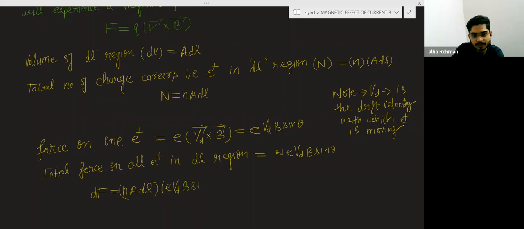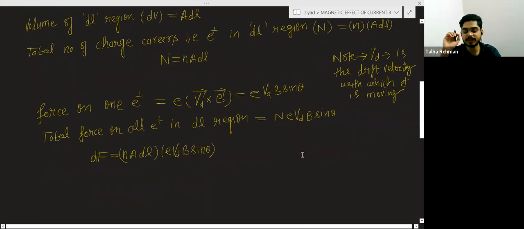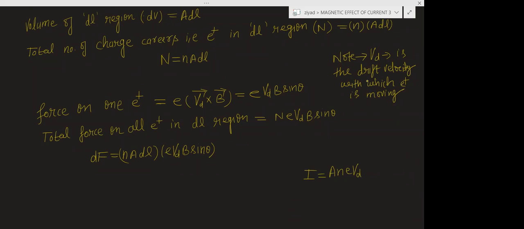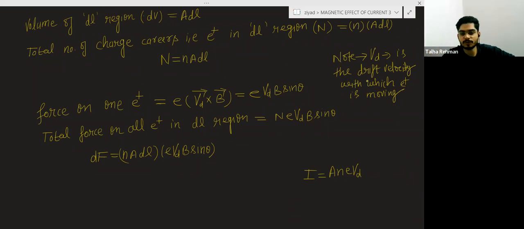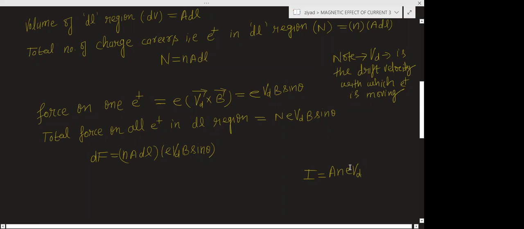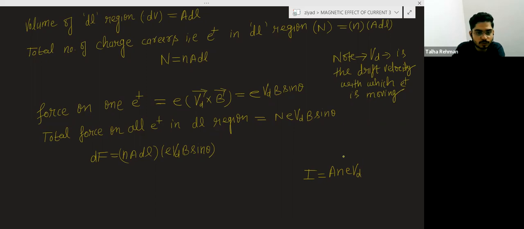Now there is a relation between the current and the drift velocity of a wire having cross-section area A: I is equal to n A e vD. A is the area of cross section of the wire, n is the number of charge carriers per unit volume, e is the charge on the electron, and vD is the drift velocity. Instead of the electron, I am taking a charge carrier similar to the electron, but the direction is opposite.